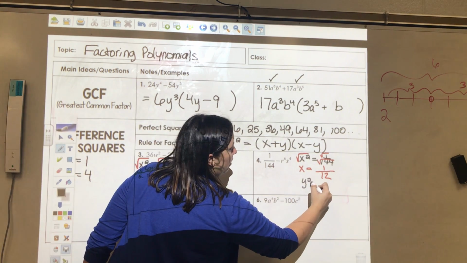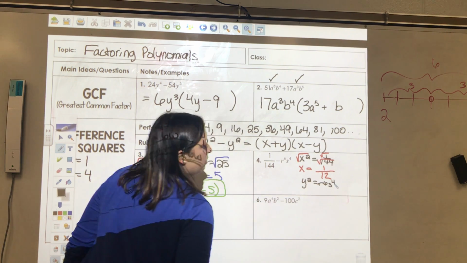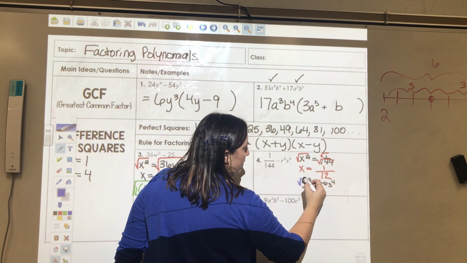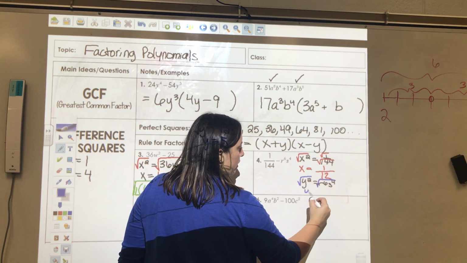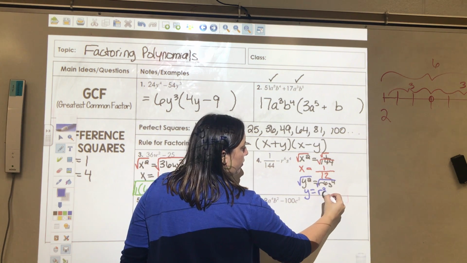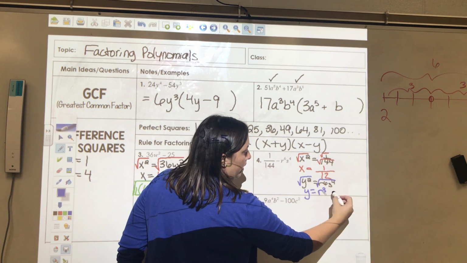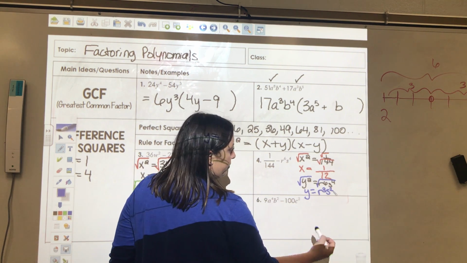So y squared is equal to r to the 6th, s to the 4th. So to find out what y is, we have to square root everything. The square root of y squared is y. Now the square root of r to the 6th is r to the 3rd. Simply just divide it by 2. 6 divided by 2 is 3. All right, and then the square root of s to the 4th is going to be s squared.